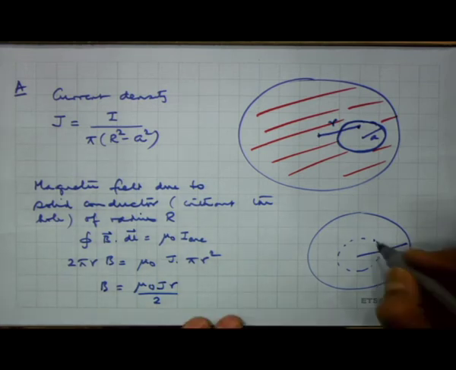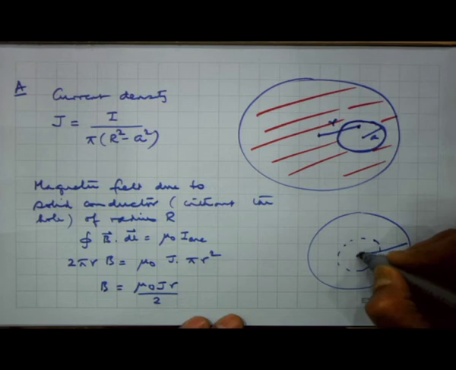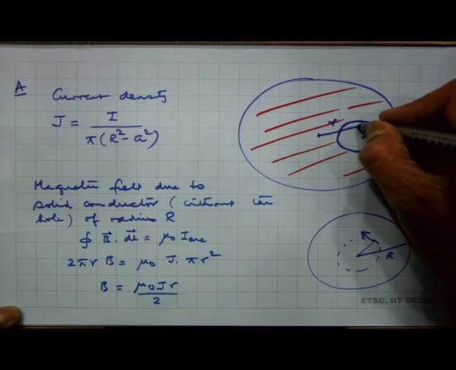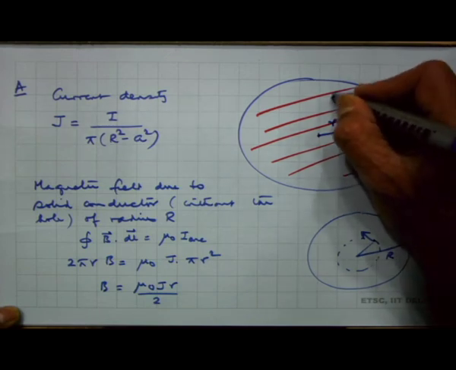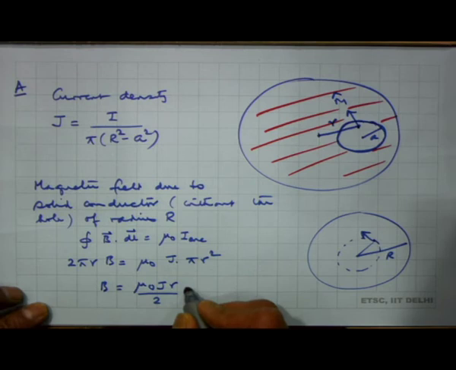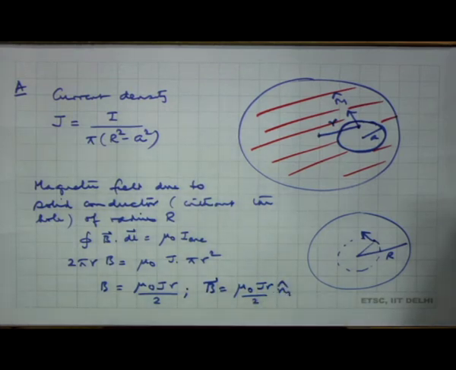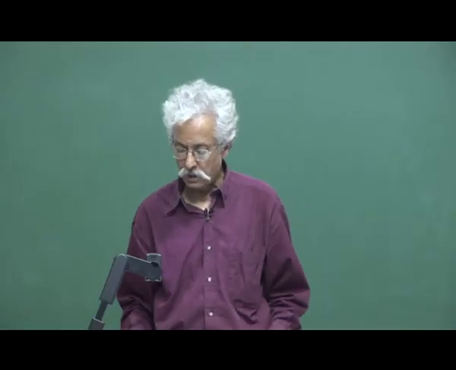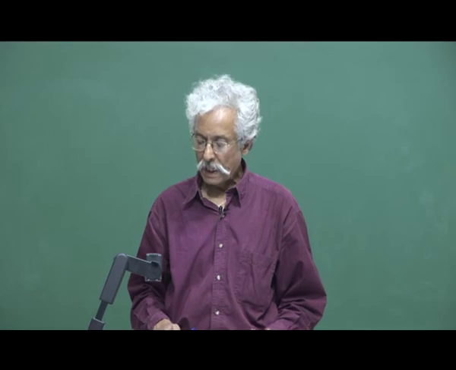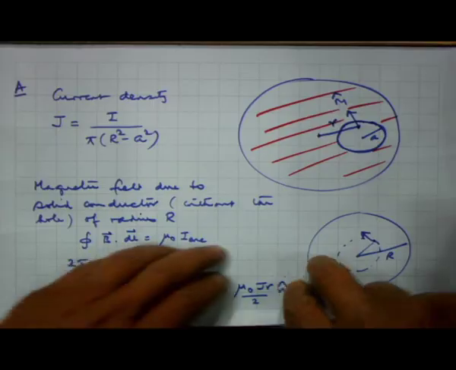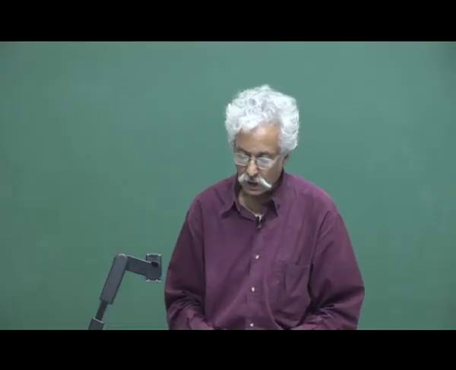Now, at this point the magnetic field will be directed like this. In this figure, this is the normal, so let me call this N1. So, I can write the magnetic field vector as mu naught J r by 2 N1 cap. That is the magnetic field produced by a solid conductor of radius capital R at a distance small r from the center. Now, I must calculate what is the magnetic field produced by a cylinder of radius a.